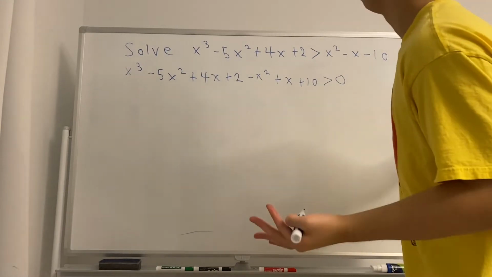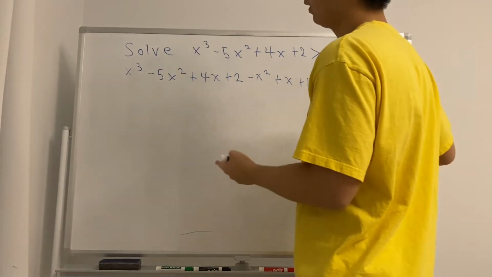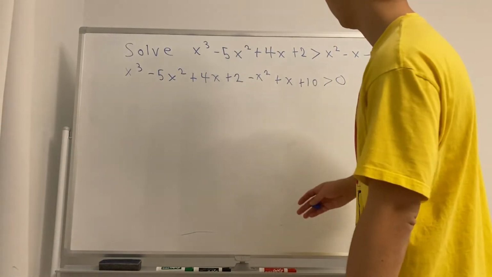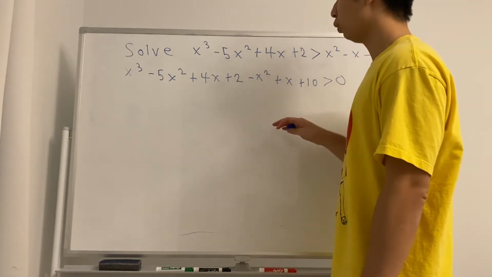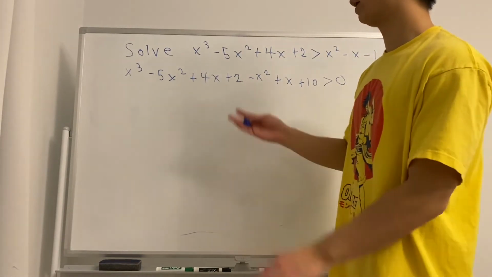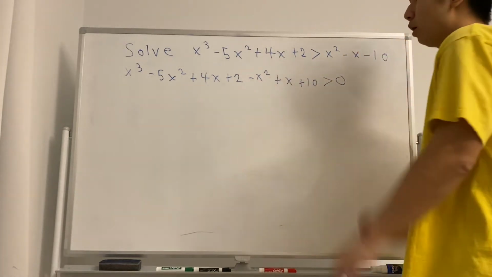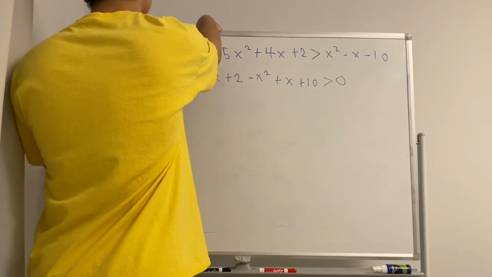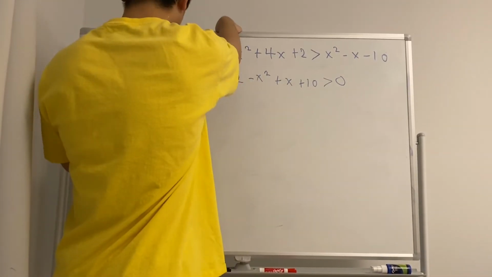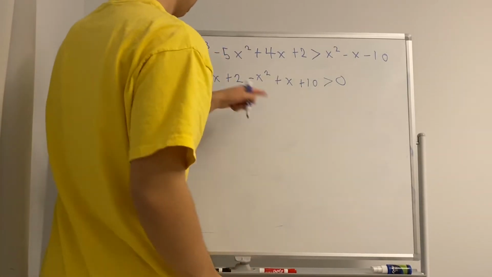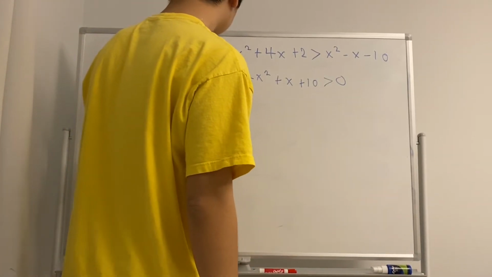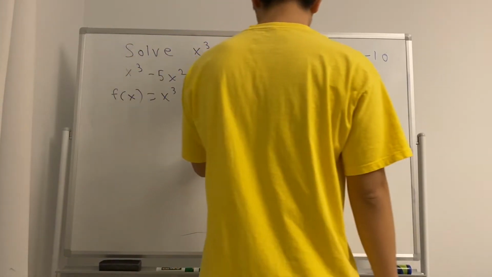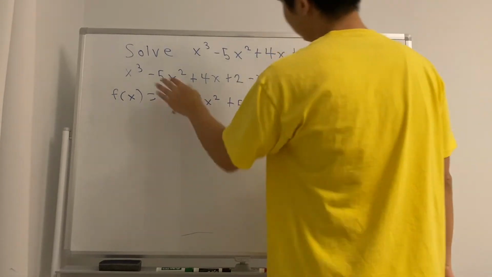Now, we have to solve. First thing we want to do is figure out what x is. So the first thing we want to do is actually factor this out. For the meantime, I'm just going to treat this like a regular function, so let's ignore the inequality for now. We're going to say f of x is equal to, and of course we have to simplify this first. So we have x cubed minus 6x squared plus 5x plus 12. So this is what we have when we simplify this.